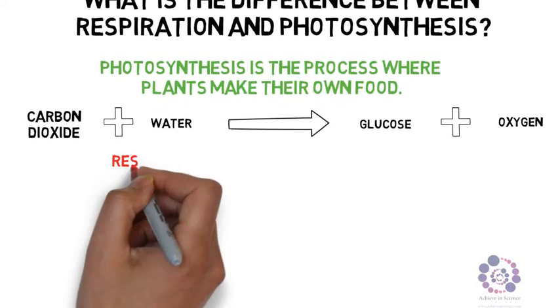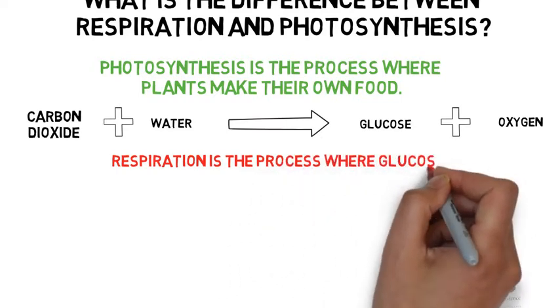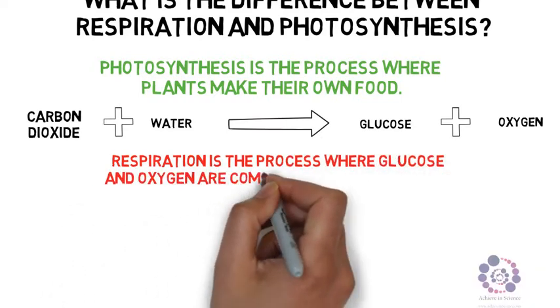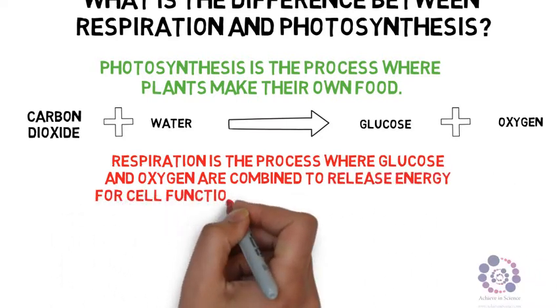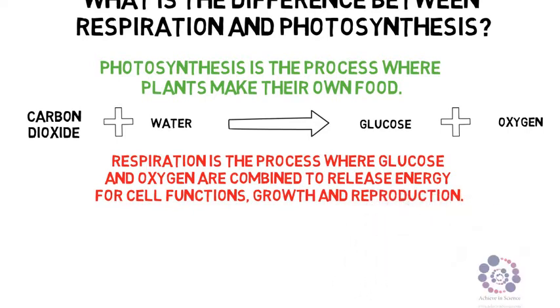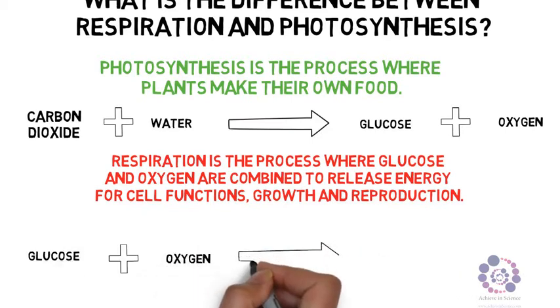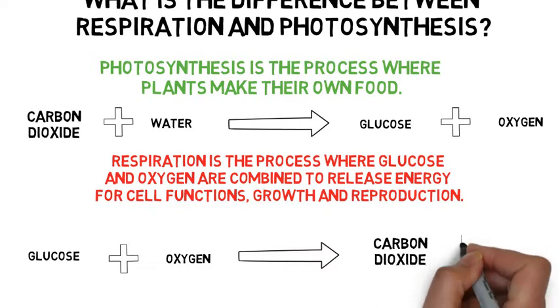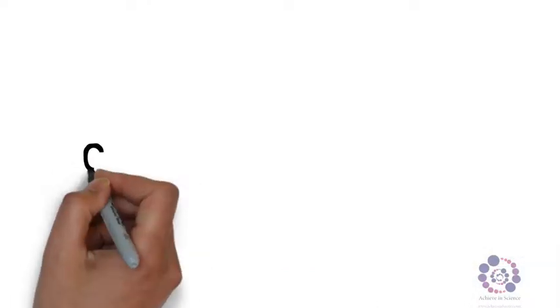Now if we look at the process of respiration, on the other hand, this is where glucose and oxygen are combined to release energy. This energy is for cell functions, for growth and for reproduction. And again, this can be summarised via an equation. This time, the glucose is reacting with oxygen to produce carbon dioxide and water. So as you can see, it's the reverse of photosynthesis.